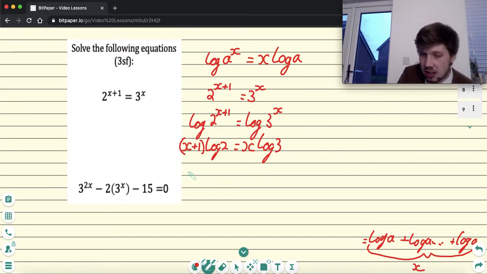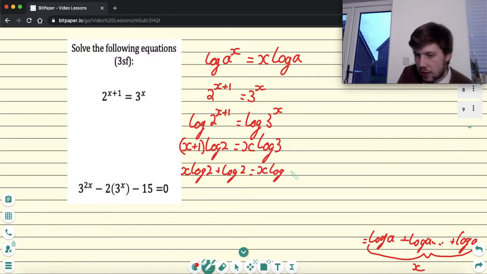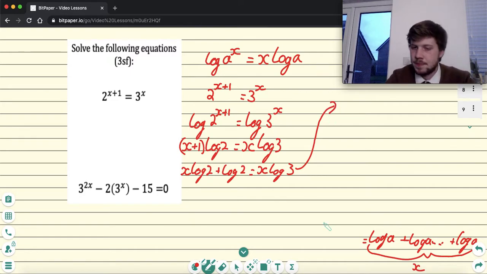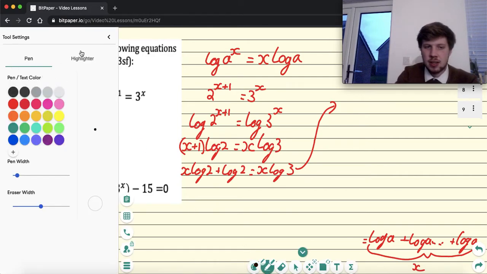So I get x log 2, because that's x multiplied by log 2, and I get 1 log 2, which I can just write as log 2, is equal to x log 3. Now I'm going to carry on this working out up here. Here I've got two values of x.